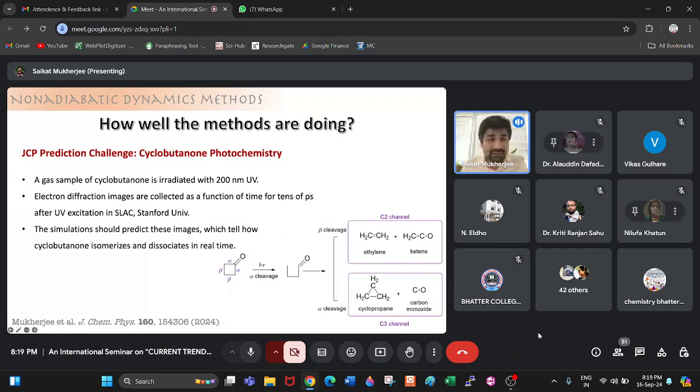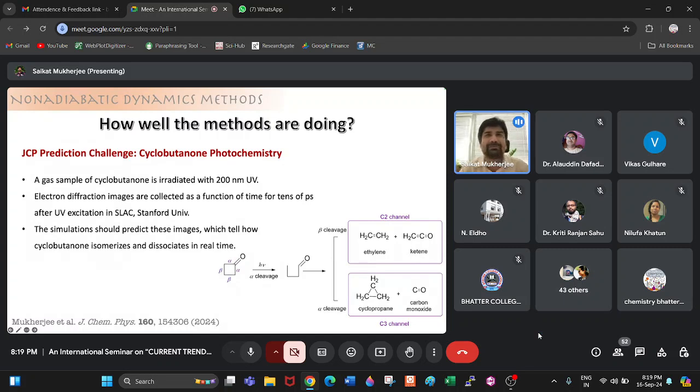Okay. So in this prediction challenge, the Journal of Chemical Physics said that it is a double-blind experiment, a double-blind challenge. The experiment will be happening in Stanford. The gas sample of cyclobutanone will be shined with 200 nanometer UV light. Now we know that the molecule will be promoted to the S2 electronic state, that is a Rydberg state.